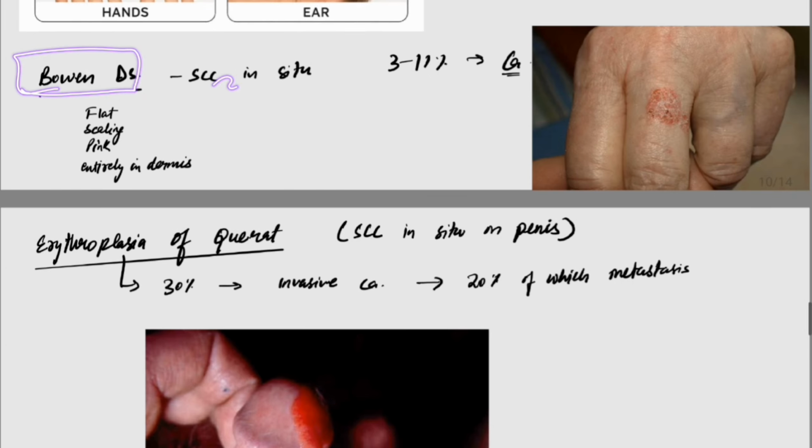Bowen disease is squamous cell carcinoma in situ. There is a 3 to 11% risk of cancer. They are flat, scaling and pink lesions and are entirely in the dermis, that is, in situ.